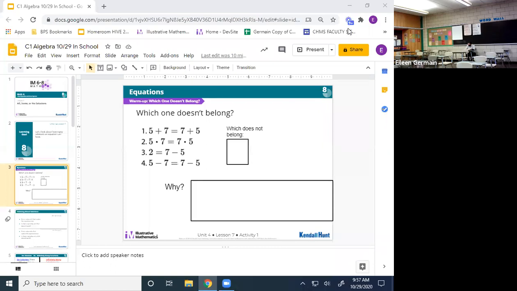Connor said number 3 because both sides aren't equal. Good. What other one did you think, Adam? Number 4. What were you thinking for number 4? Why? Which one were you thinking then? Number 2, and why were you thinking number 2?